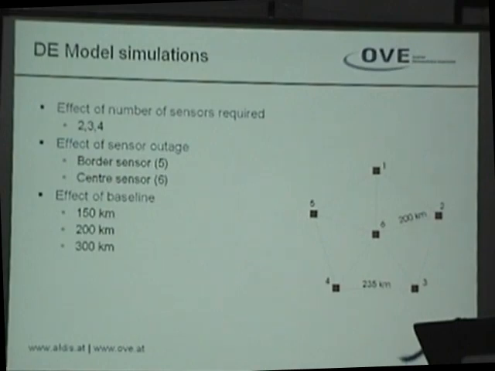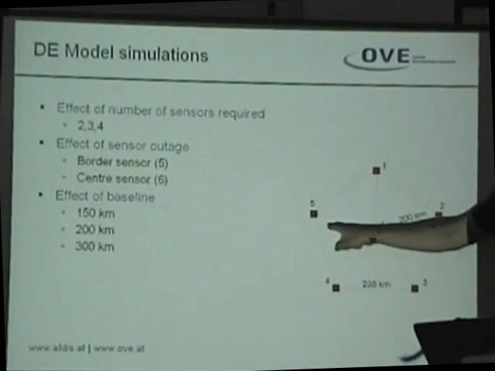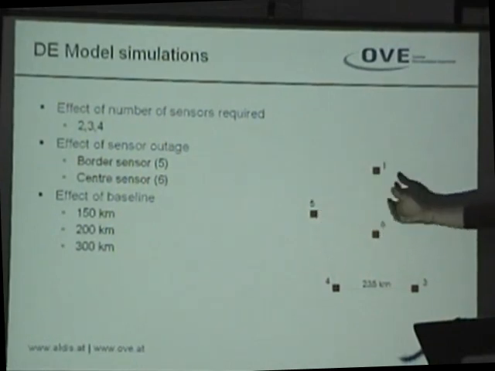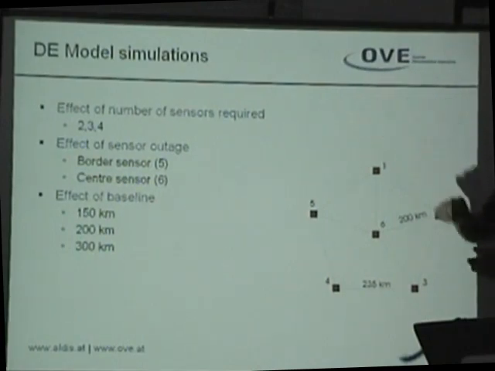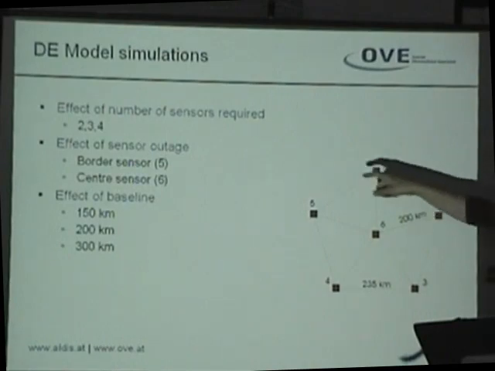And I have here 6 sensors. I have a center sensor, I call this border sensor, but I remove it afterwards to show you something. And I will show you the effect of the number of sensors required, 2, 3 or 4, and I show the effect of different baselines.